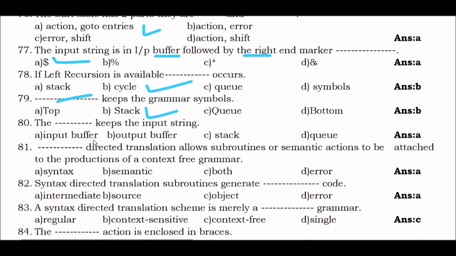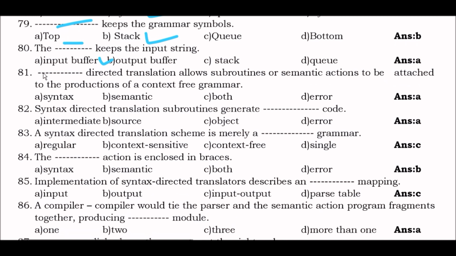The blank space keeps the input string. So right answer is option A, input buffer. The input buffer keeps the input string. Next question. Blank space directed translation allows subroutines or semantic action to be attached to the productions of a context-free grammar. Right answer is option A, syntax.